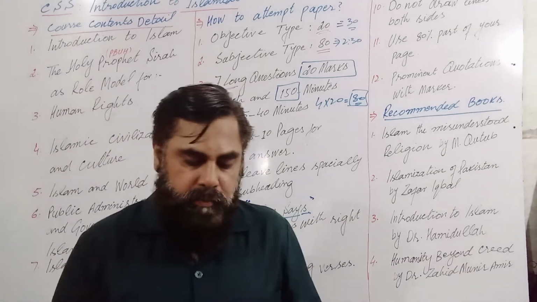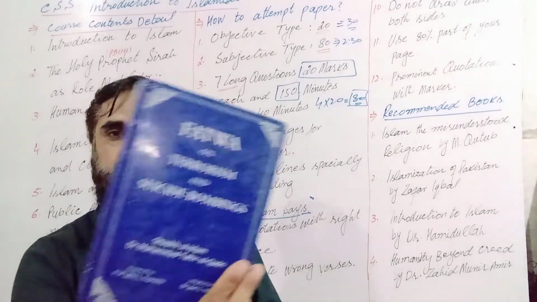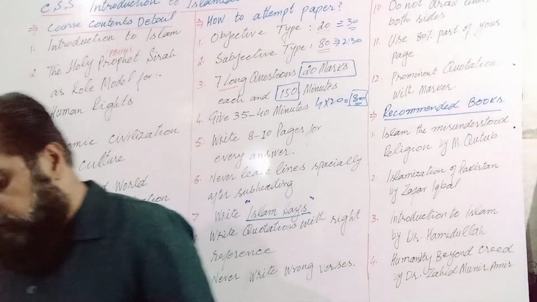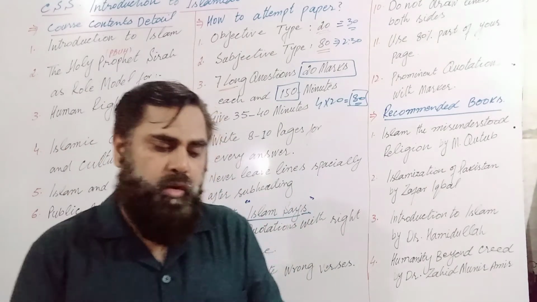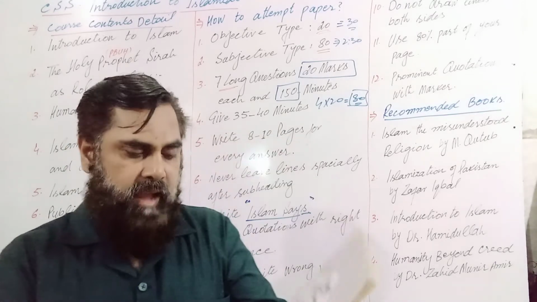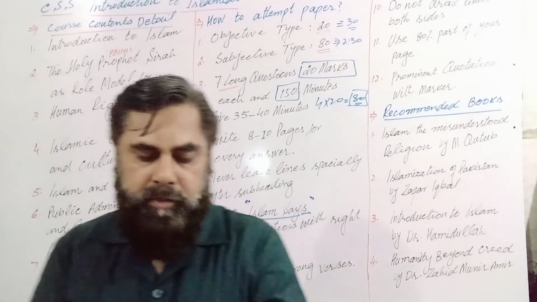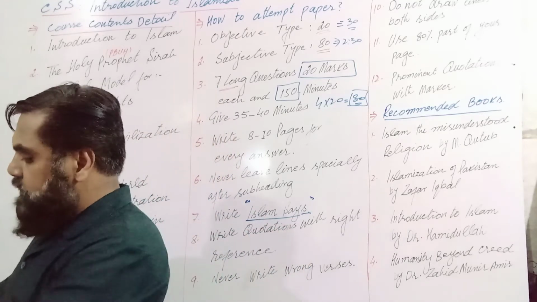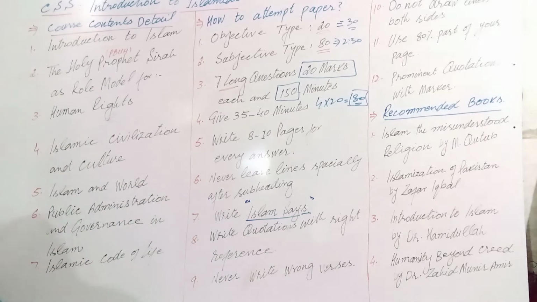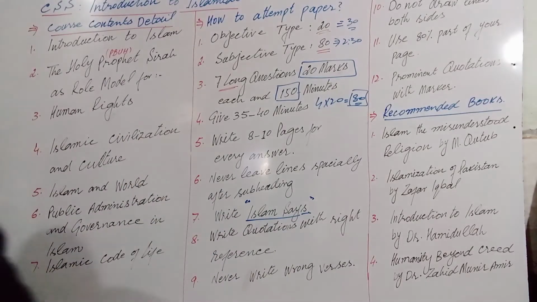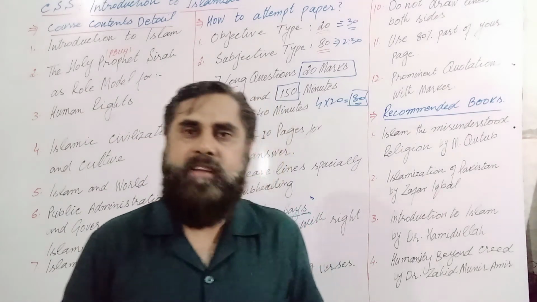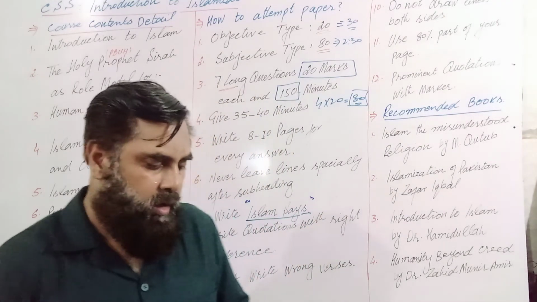The other one is Fatwa on Terrorism by Dr. Muhammad Tahirul Qadri. Islam and Evolution of Science, and the author is Muhammad Sajid Muhammad Saud, Islamic Research Institute, Islamabad. A few books I want to recommend for your study. You can seek help from all these books.